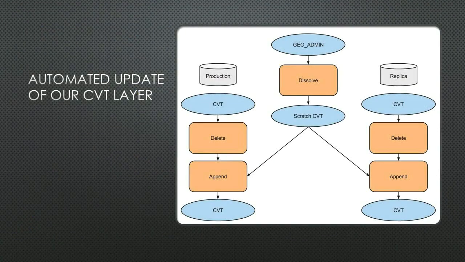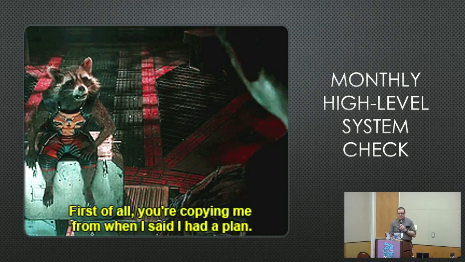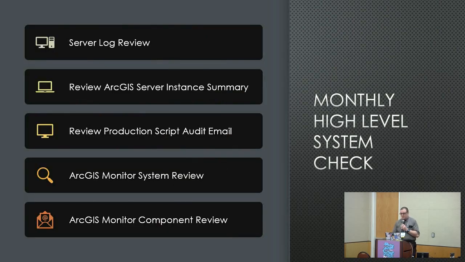And so moving on. The other part of our system maintenance plan is the monthly high-level system check. So this is a 2-hour meeting where we get together and look at the different components of our system at a high level. This is just to be proactive and make sure things are running smoothly. So we look at our server logs just to see if there's something in there that we can fix.